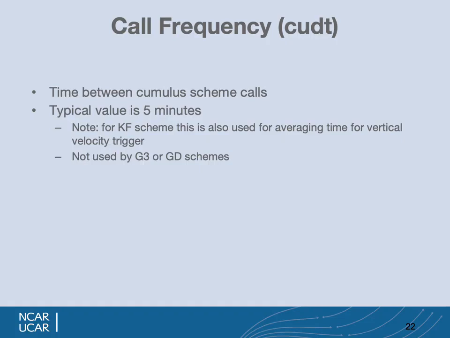There's also a switch called cudt, in minutes, which is the time between cumulus scheme calls, and it may save some computation time because it then doesn't look for clouds except at this frequency. When you search for clouds, that takes some computer time. Also for Kain-Fritsch, this time is used as the averaging time for the vertical velocity trigger, so we recommend 5 minutes for that and not changing it. There are some schemes, like the Grell schemes, that don't actually use this switch, and will try to look for new clouds at every time step.